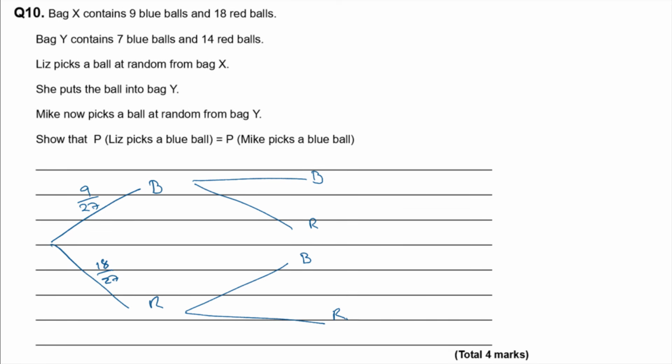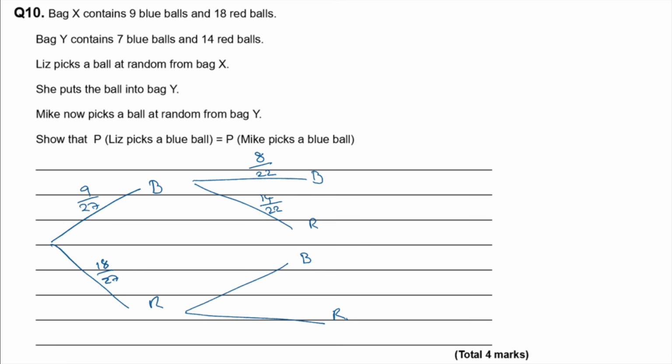So if she picks a blue one from bag X, she's going to take that blue ball and pop it into bag Y, and then Mike's going to select. So there were 7 blue balls and 14 red balls in there to start with, and if I plop the blue extra ball in, then I've got 8 blue balls and 14 red balls. So that's going to be 8 blue out of a total of 8 plus 14, which is 22. So she's got 8 in 22 chance of getting a blue ball. And then the red, well, there were 14 in there to start with. There's still 14, so it's 14 out of 22.